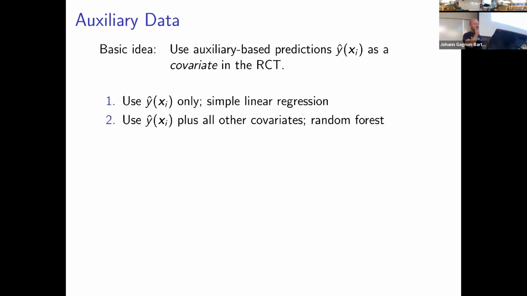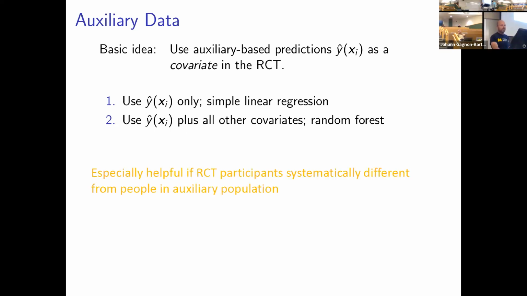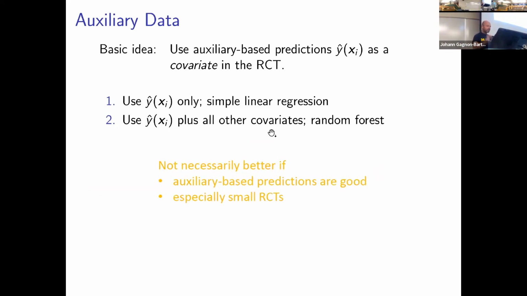Okay, so that's one idea: basically, just recalibrating the predictions linearly. You could also use all of the other covariates that are in the RCT, and that would be especially helpful if the RCT participants actually are systematically different than people in the auxiliary population. Maybe using the covariates within the RCT ends up being your best bet. So that would be another option.